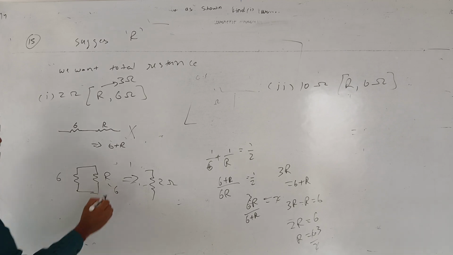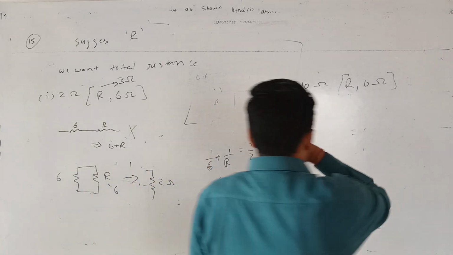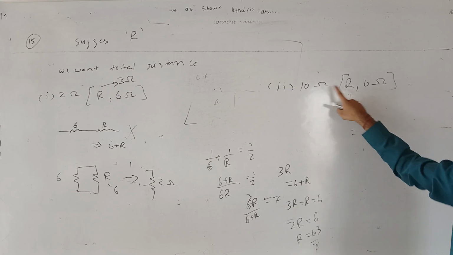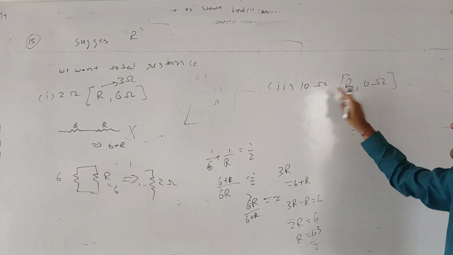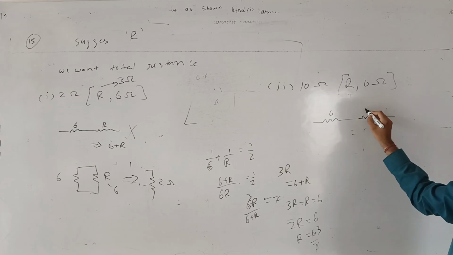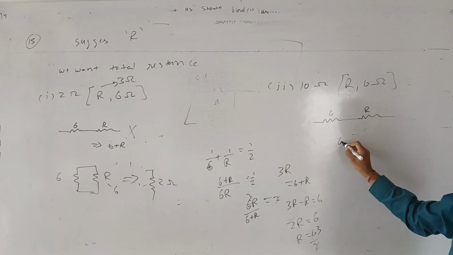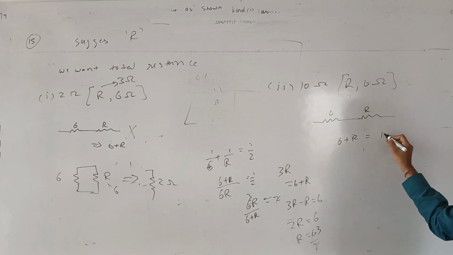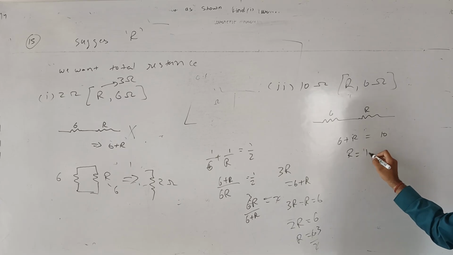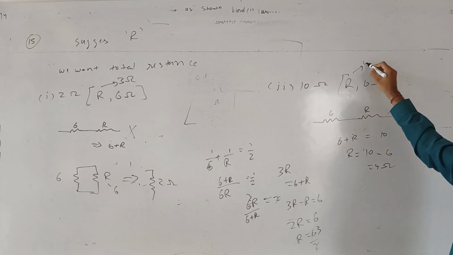Now the second part. This is 6. This is R. We want 10. It means it is greater than 6. So we will get 6 and R in series with each other. So total will be 6 plus R, which is given as 10 ohm. So R will be 10 minus 6, which is equal to 4 ohm. So here the value of R will be 4 ohm.